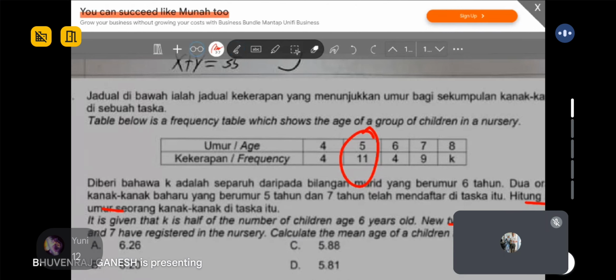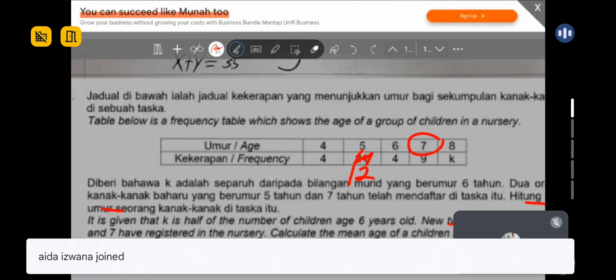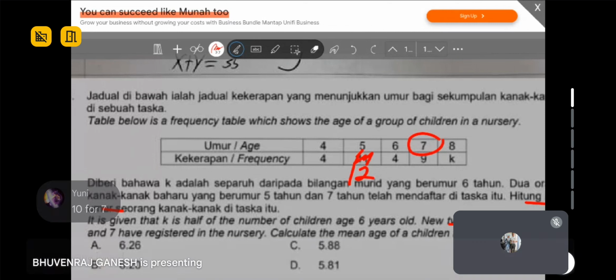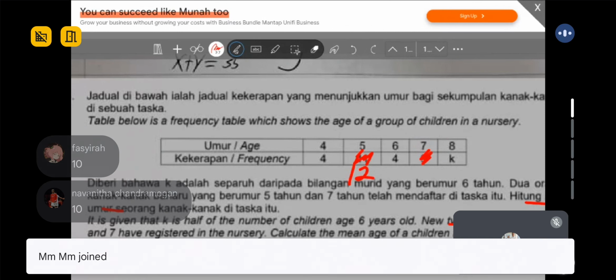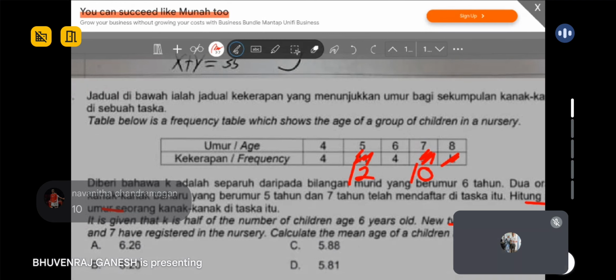What is the value? Yes, very good. Okay, the answer is 12, guys. So you must change this to become 12. Okay, for 7, guys, what is your new frequency? Apa nilai kekerapan baru? Yes, yang ni pun tambah 1. Okay, plus 1. And then K is 2.